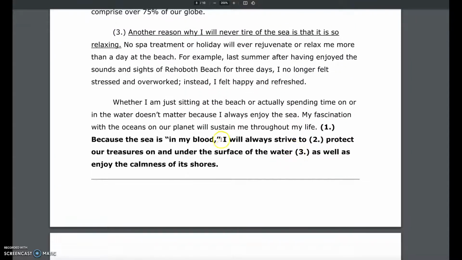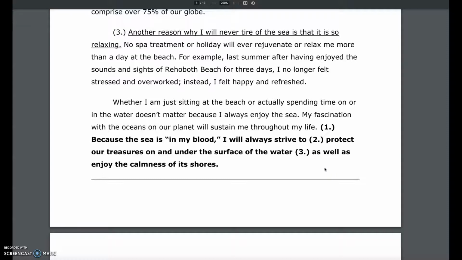Last but not least, we have a concluding paragraph. Whether I am just sitting at the beach or actually spending time in the water doesn't matter, because I always enjoy the sea. My fascination with the oceans on our planet will sustain me throughout my life. Because the sea is in my blood, I will always strive to protect our treasures on and under the surface of the water, as well as enjoy the calmness of its shores.